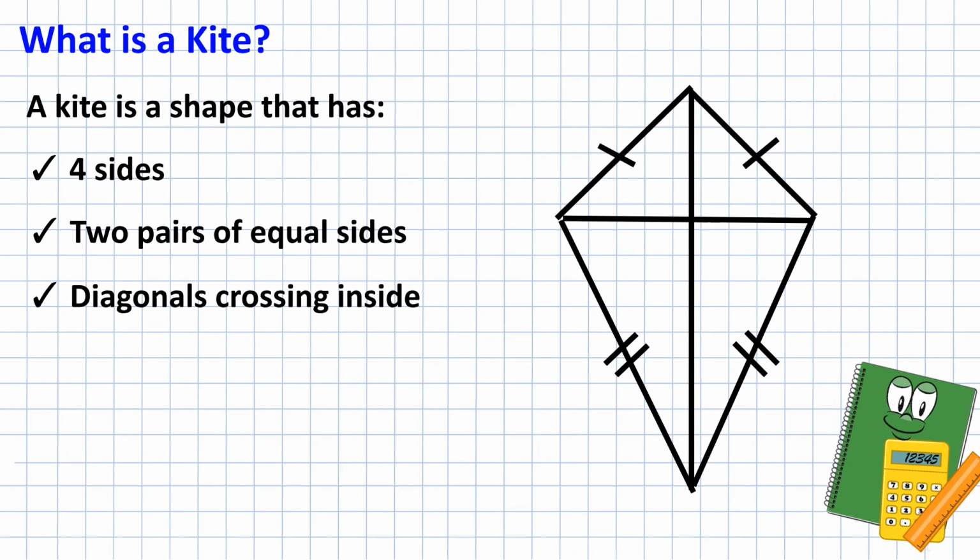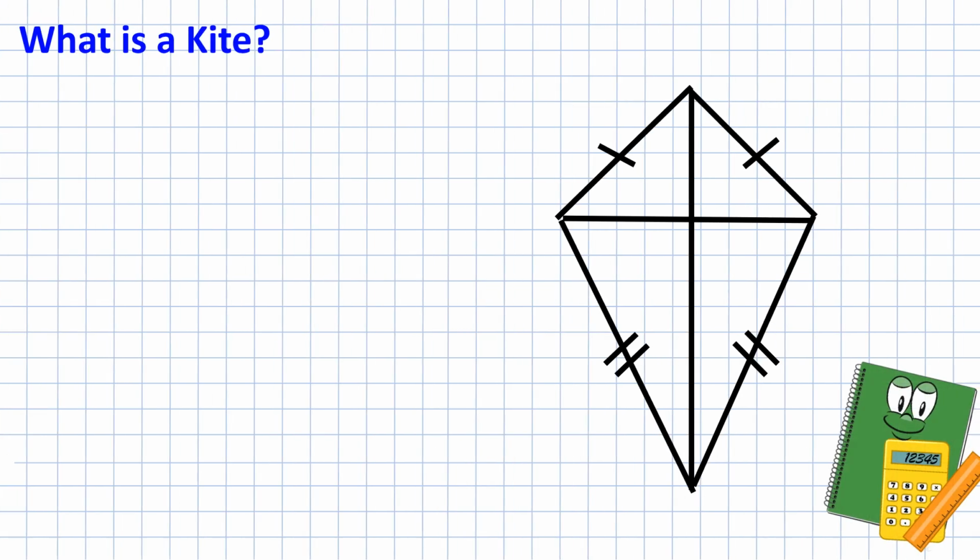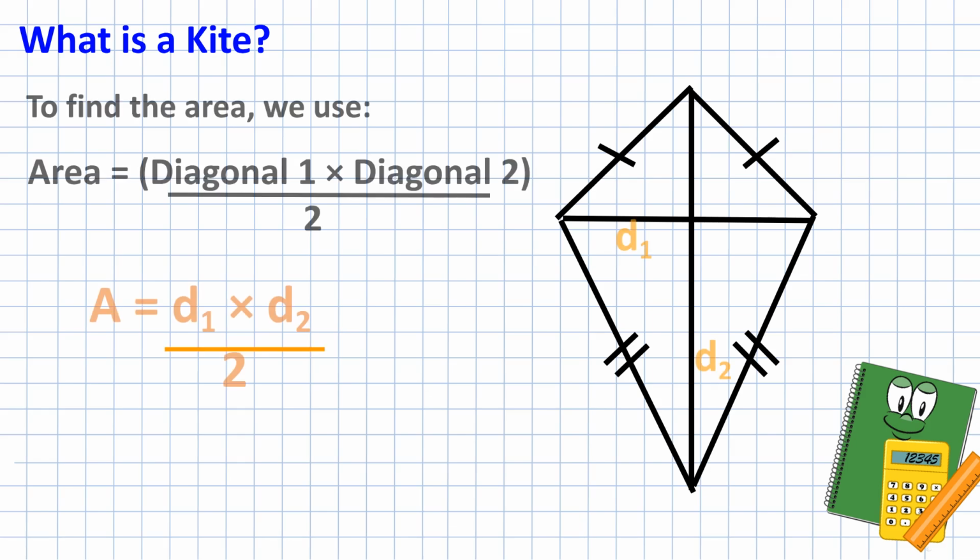Now, what is a kite? A kite is a quadrilateral with 4 sides, featuring 2 pairs of equal sides and diagonals that intersect inside. Interestingly, the formula for the area of a kite is the same as for a rhombus. Area equals diagonal 1 multiplied by diagonal 2 divided by 2.